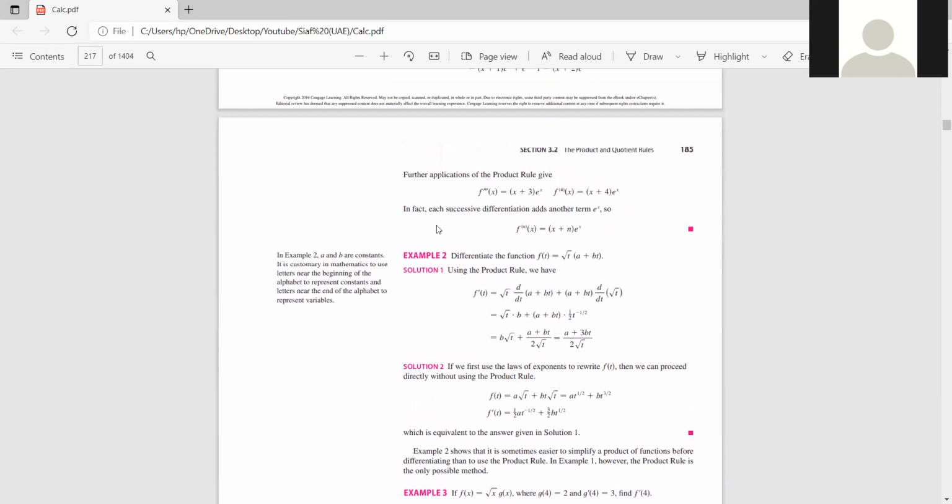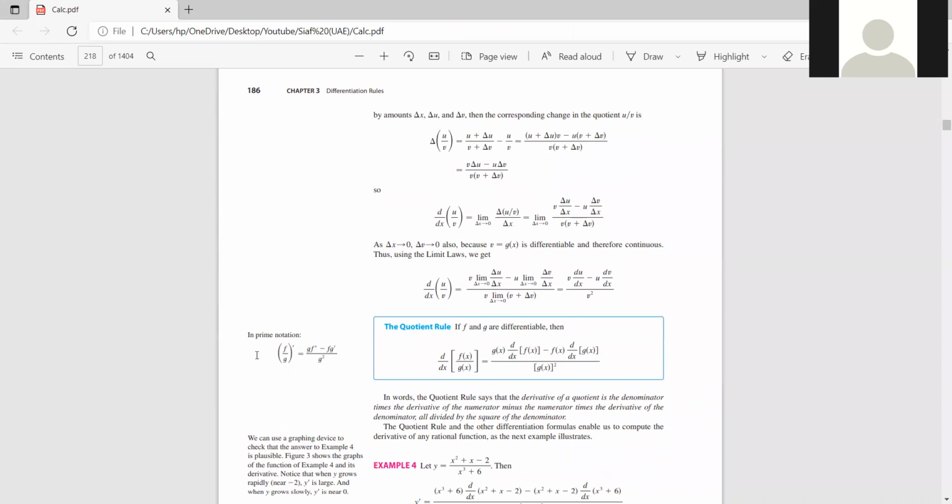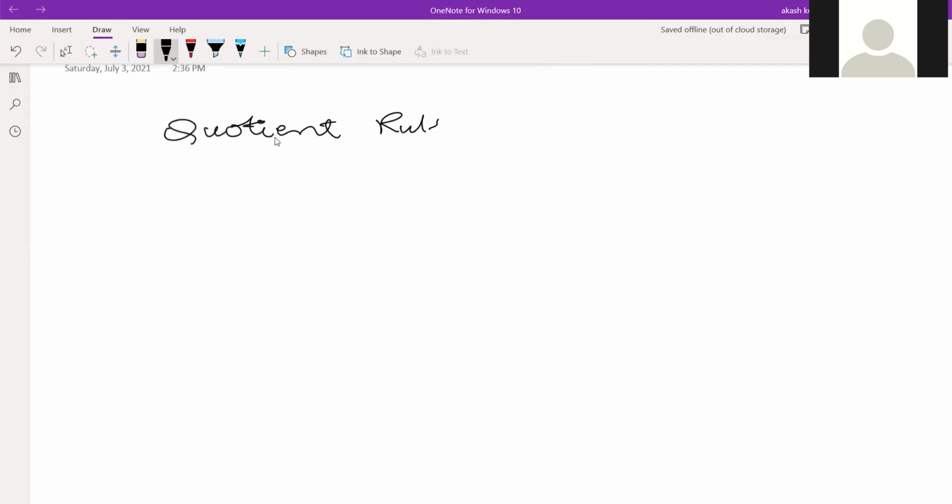This rule, like the product rule, is very important. So you just need to memorize this formula. Let's try to understand this formula in the class. One minute, let me just write it down. Quotient rule. Quotient or divide rule.